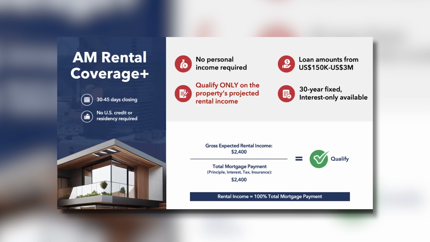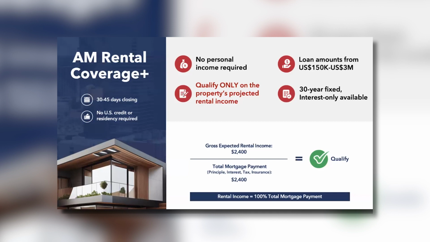So when we say the mortgage payment, we're talking about the total mortgage payment, which is the taxes, the insurance, and then the mortgage payment. Sometimes we can adjust it based on a principal and interest, or sometimes it can be interest only. But those three things together make up your mortgage payment. And as long as the rent covers that, then the loan qualifies.